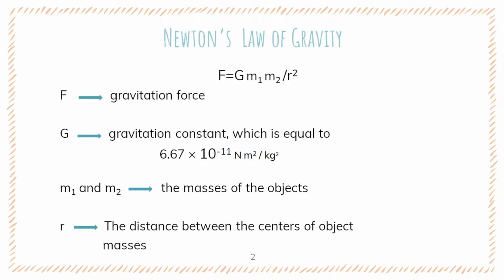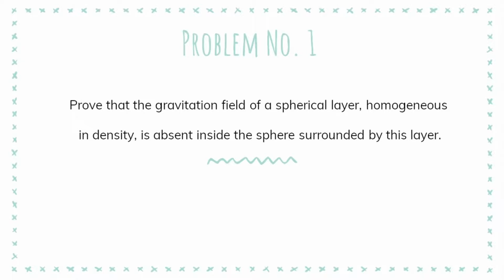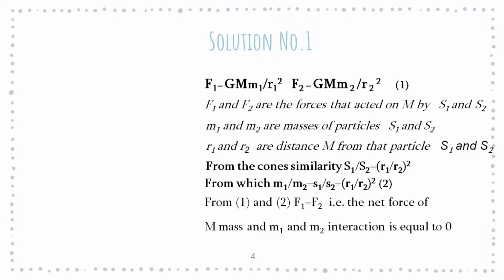Now let's discuss physics problems which we will try to solve using Newton's law of gravity in non-standard situations. Problem 1: we should prove that the gravitational field of a spherical layer, homogeneous in density, is absent inside the sphere surrounded by this layer. At first, I will use standard physical and mathematical formulas to solve this problem. Then I will solve the same problem at a qualitative level using the methodological principle of symmetry.